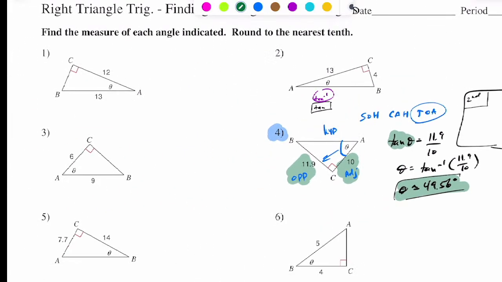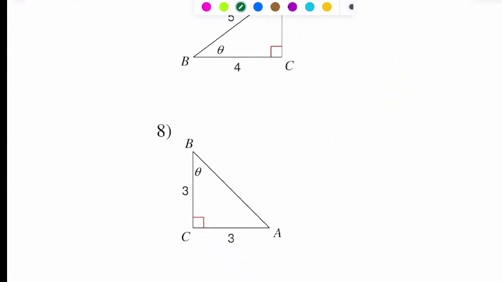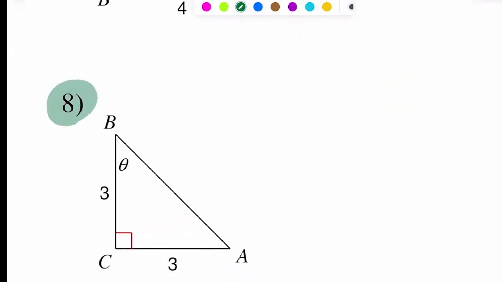Here, I'll pick another one for Christine here. Let's look at like 8, for instance. Now my angle's all the way up here, but it doesn't really matter. Once you find your angle, you label it. Directly opposite, you label it opposite. Across from your 90 degrees is your hypotenuse, and the leftover is your adjacent.